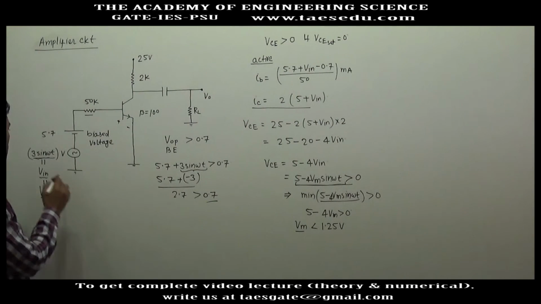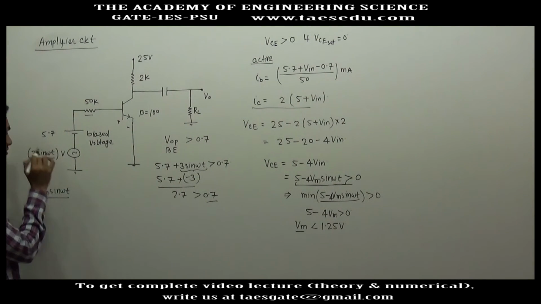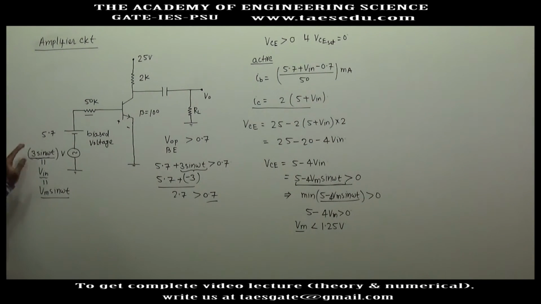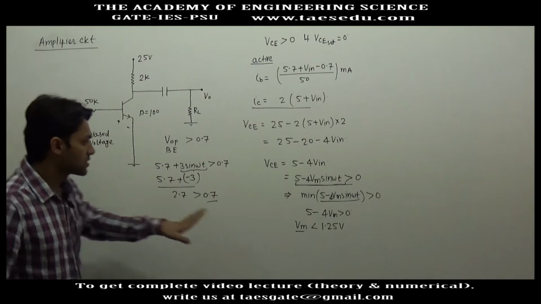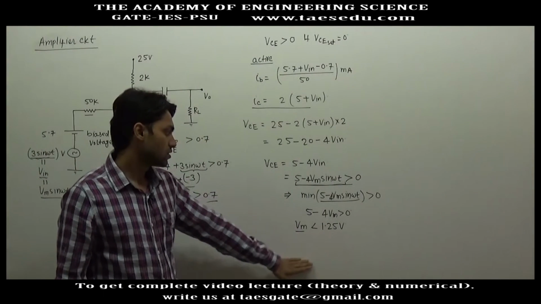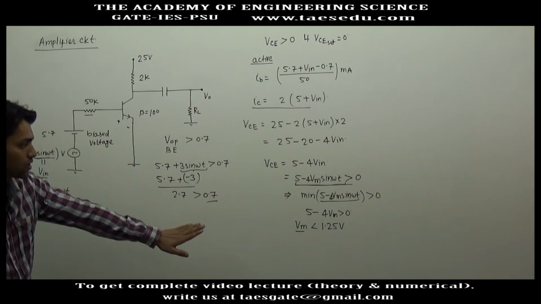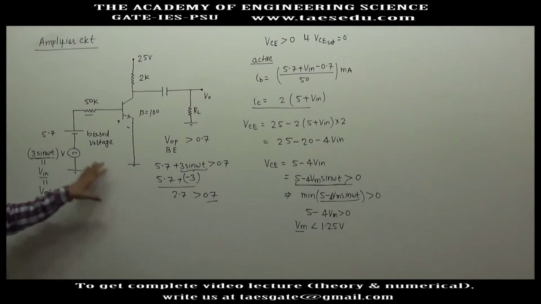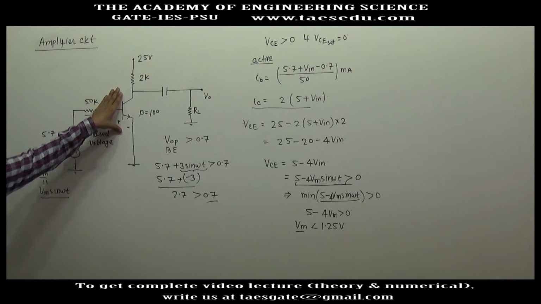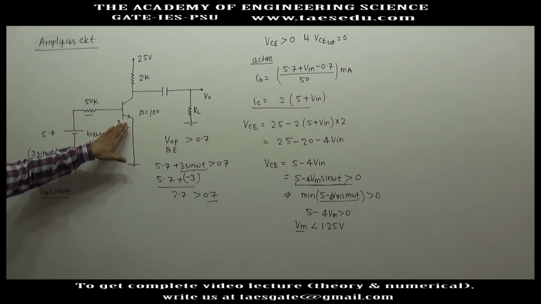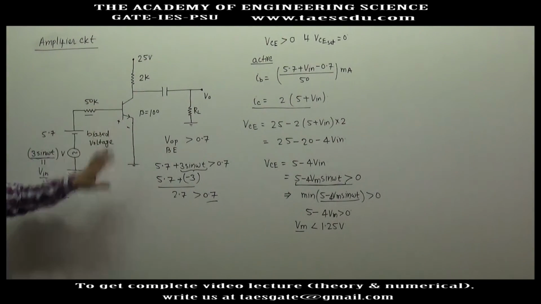And what is the Vm here? Here Vm is 3 volt. So Vm is 3 volt, which is greater than 1.25 volt. So for any AC signal whose maximum value is greater than 1.25 volt, for some duration this transistor will go into saturation region, and this circuit will not be a linear circuit anymore.